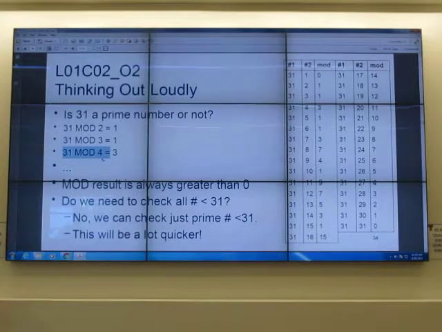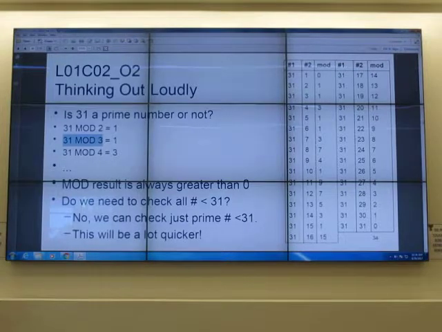Got it? Question? Mod operation gives you the remainder. So 31 divided by 2 equal to 15.5, right? But if we just take the whole number, we disregard anything else. So we can say 31 divided by 2 equal to 15 with the remainder of 1. 31 divided by 3 equal to 10 with the remainder of 1.